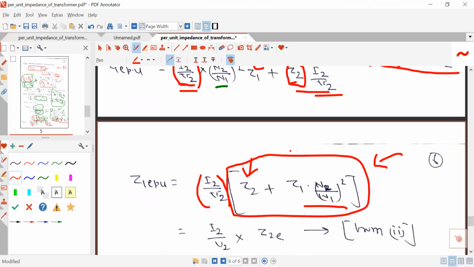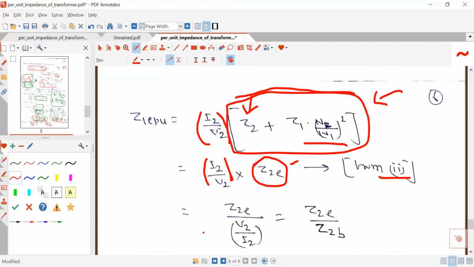So you can write this as Z2E. This is from equation number 2. And what is Z2E? Z2E is the total impedance of the transformer referred to the secondary, but in conventional unit. And this I2 by V2, you can write it as V2 by I2.